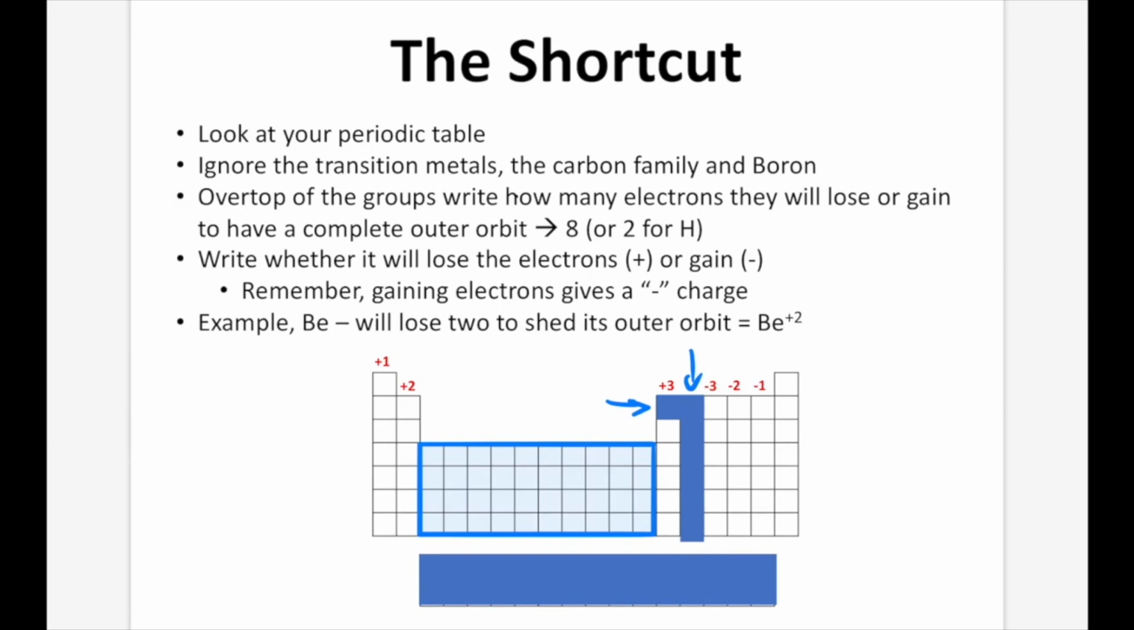Write whether it'll lose electrons, positive, or gain, negative. Remember, gaining electrons gives a negative charge because it becomes more negative. So for example, beryllium, Be, will lose 2 to shed its outer orbit and become Be2+.